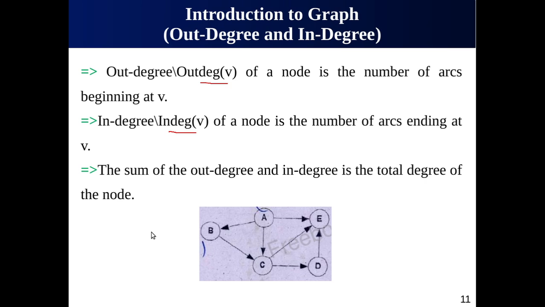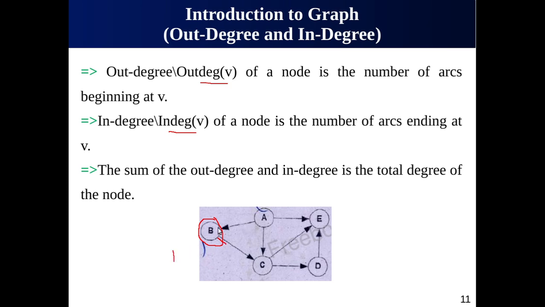Let us see an example. In this graph, the node B has a total degree of 2, total number of lines, either initiating or ending at B. But if somebody asks you what is the out degree of B, how many lines are actually beginning or starting at B? So we have only one line which actually started at B. The out degree of B is 1.